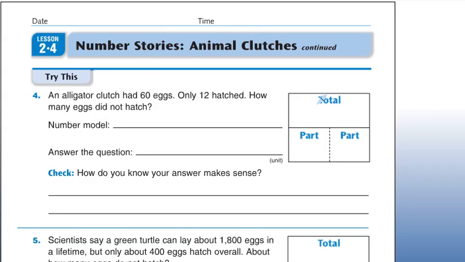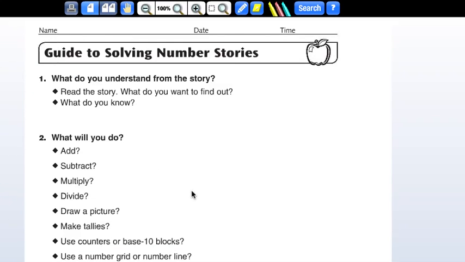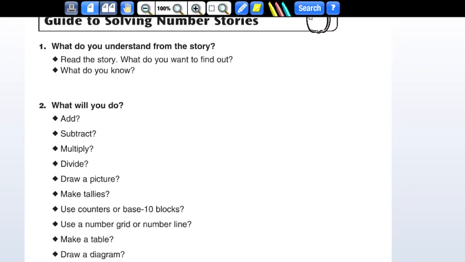Since we already know a total, our total is 60. One of the parts is 12 because only 12 hatched. You can do this along with me too, by the way. That's a goofy looking 2. And so we are trying to find out the other part to this. So I'm going to put a question mark here. And just like before, we are using units in this. So our units is going to be eggs. 60 eggs, 12 eggs, and an unknown amount of eggs right now. Okay, so let's go back and check in. So what are we going to do? How are we going to solve this problem?